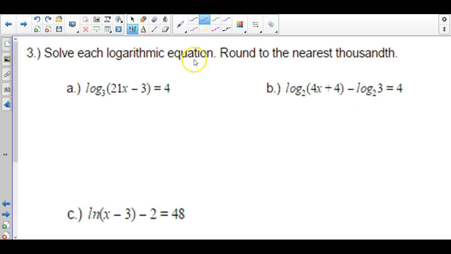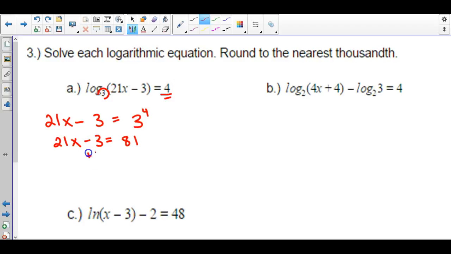So what I'm going to do now is solve some log equations, and we'll have to do that same process of simplifying before we can solve in some of these. So what I'm going to do in this first case is rewrite this as 3 to the power of 4. So I'm going to convert this from logarithmic form into exponential form. So I'm going to write it as 21x minus 3 equals 3 to the 4th power. And now I'm going to simplify. So I'm going to write it as 21x minus 3 equals 3 to the power of 4, which is 81.